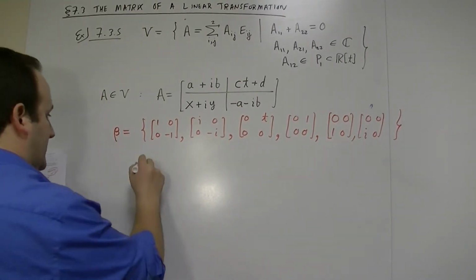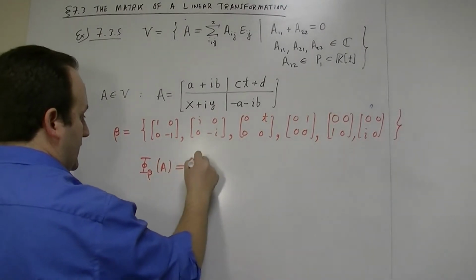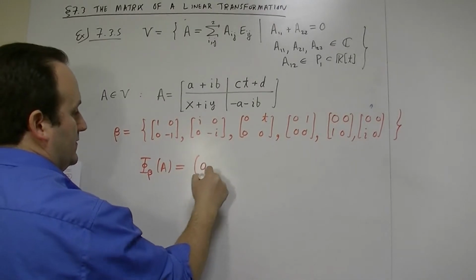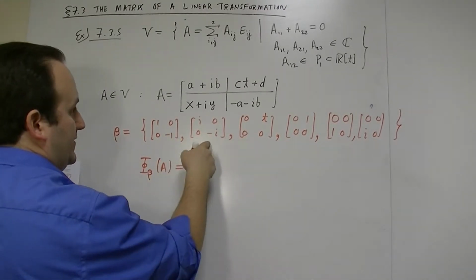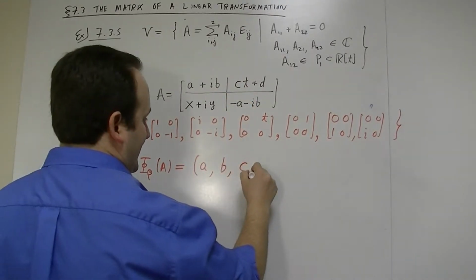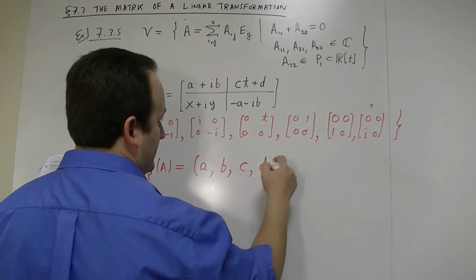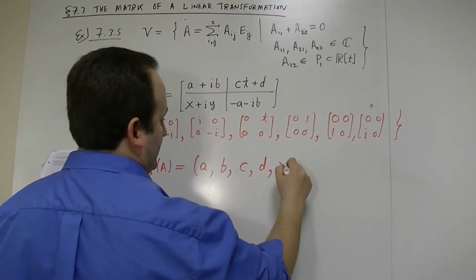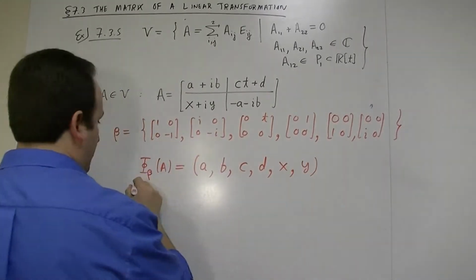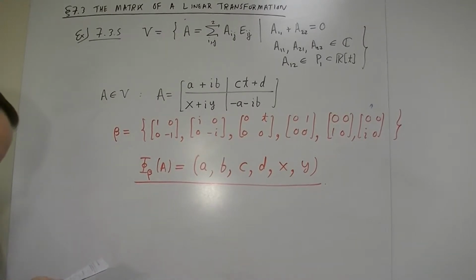And with respect to that basis, the coordinate mapping of A is simply the following. I need a of those, I need b of these guys, I need c. Wow, it's almost like this was on purpose. I need d of those guys, and x, and y. There you go, that's the coordinate mapping.